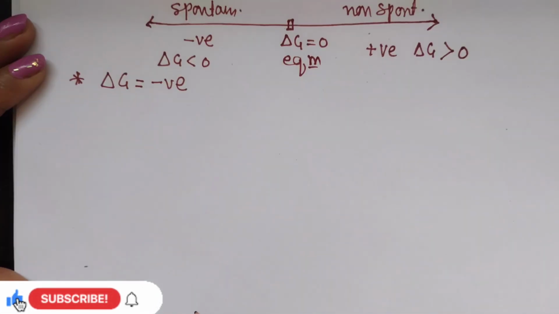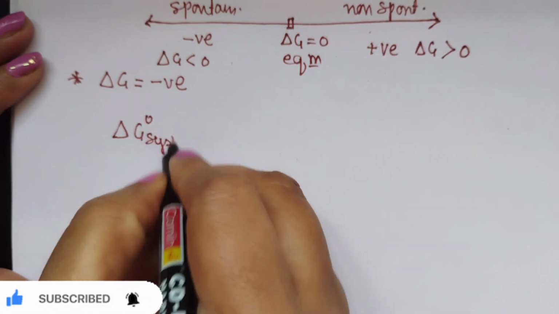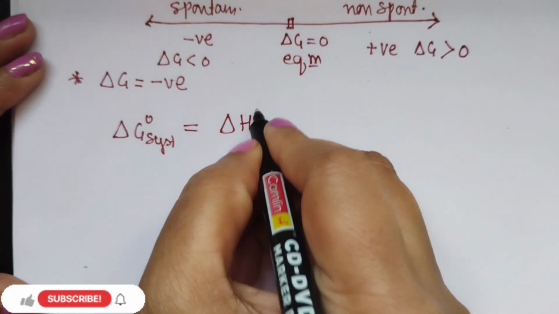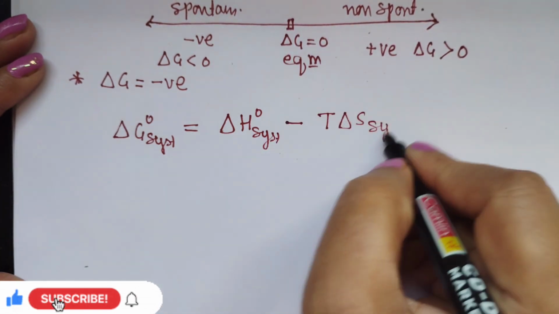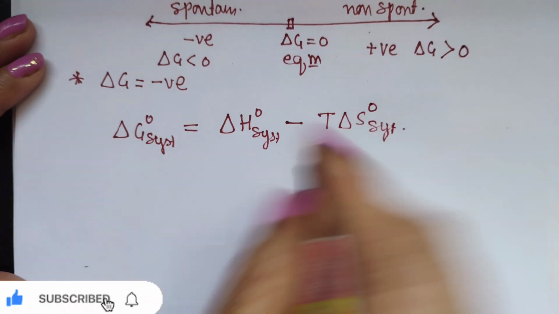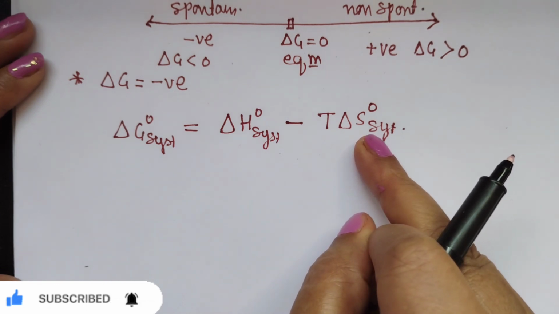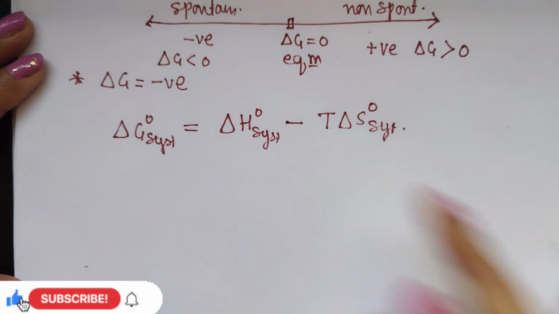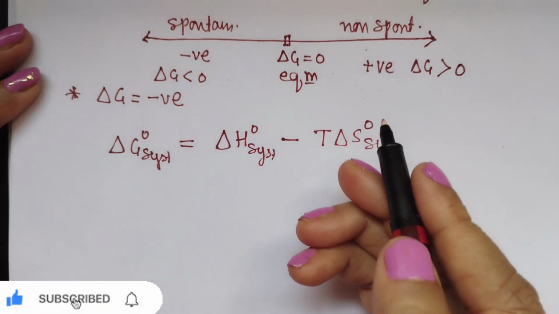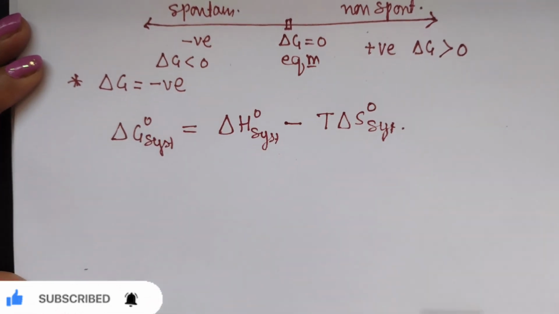To understand this better, let us take help of Gibbs equation. So from Gibbs equation, delta G of the system is equal to delta H of the system minus T delta S of the system, where delta G is the Gibbs free energy change, this is enthalpy change, and this is entropy change in its standard states. Here, temperature plays a very important role, and that temperature can change a reaction from spontaneous to non-spontaneous or from non-spontaneous to spontaneous.